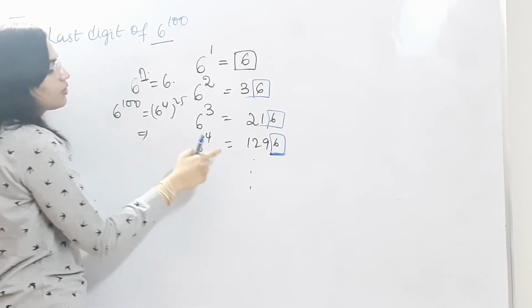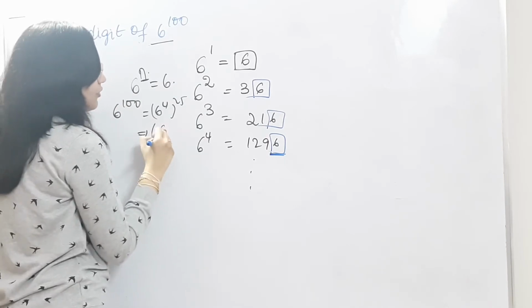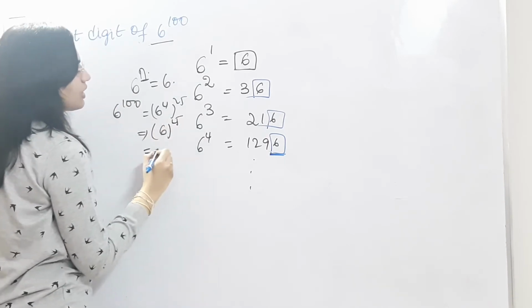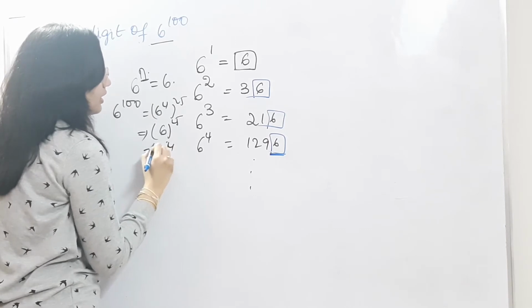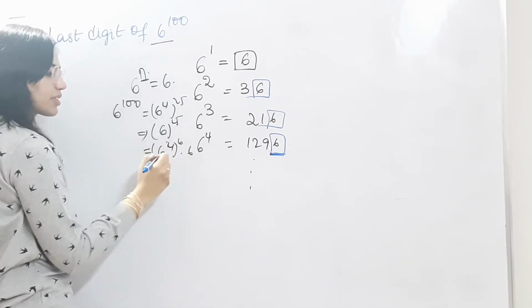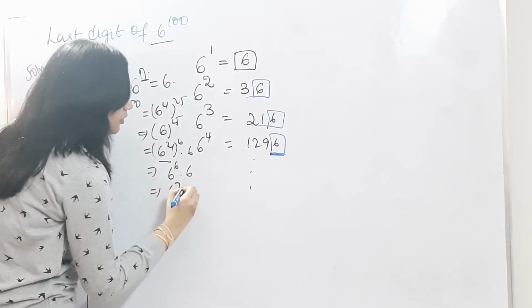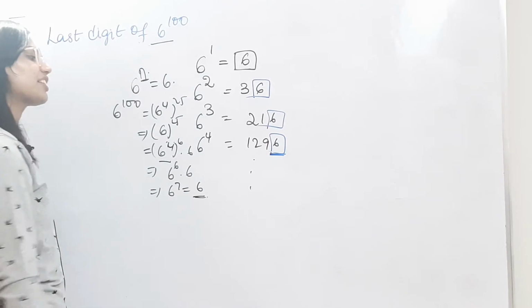So 6 to the power of 4 will leave the end digit as 6 only. Again, if you take 6 to the 25 also, it will leave you the end digit as 6 only. So 6 power of 4, whole power of 6, and again this will also leave you the end digit as 6 only, and 6 power of 7 also will leave you the end digit as 6.